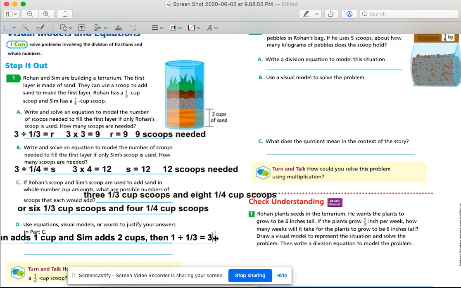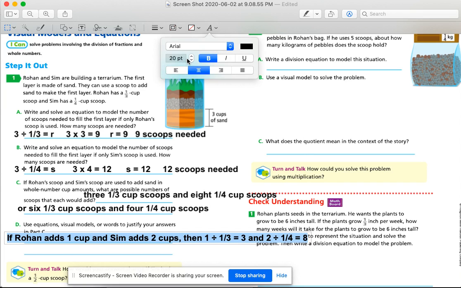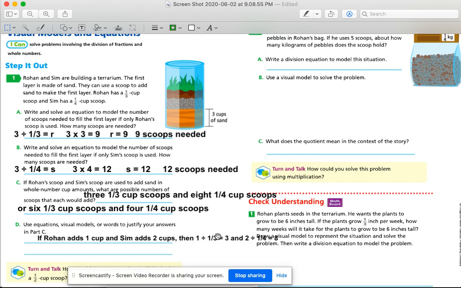And then for Sim, I would need 2 cups from him. 2 cups divided by 1/4 would be the opposite, which is 2 times 4, which is 8. Okay, so again, I need 3 scoops from Rohan and 8 scoops of the 1/4 from Sim. Let me make this text a little bit smaller, just so it can all fit here. That should be a good size where we can still see it and read it nice and clearly.